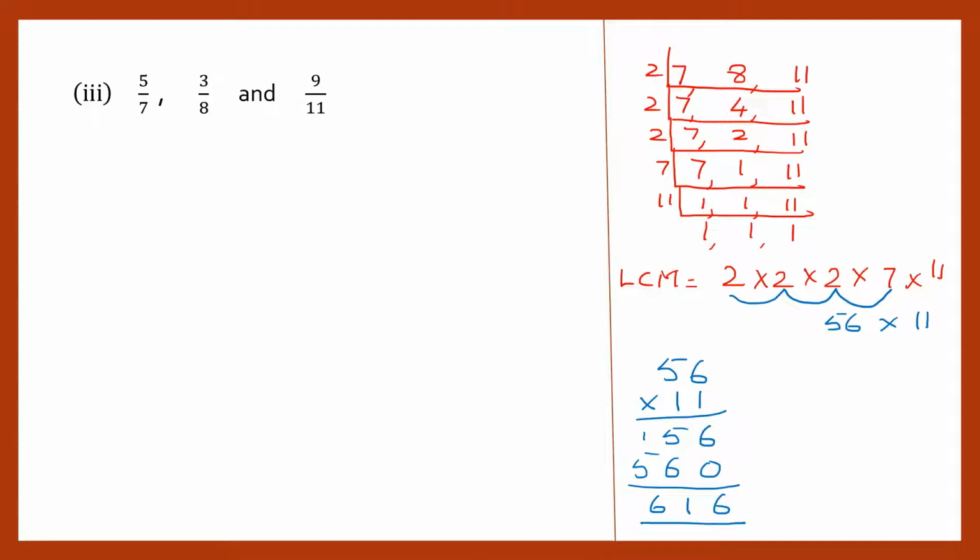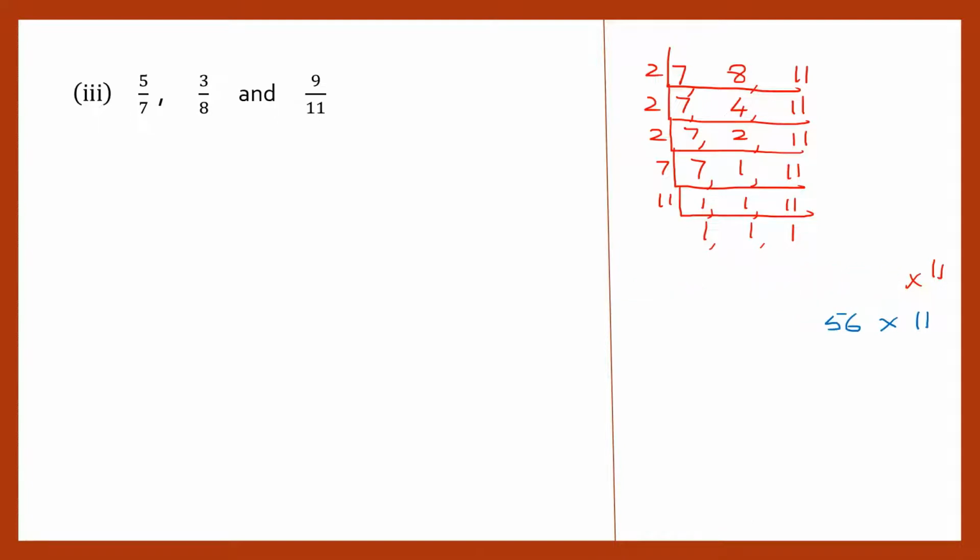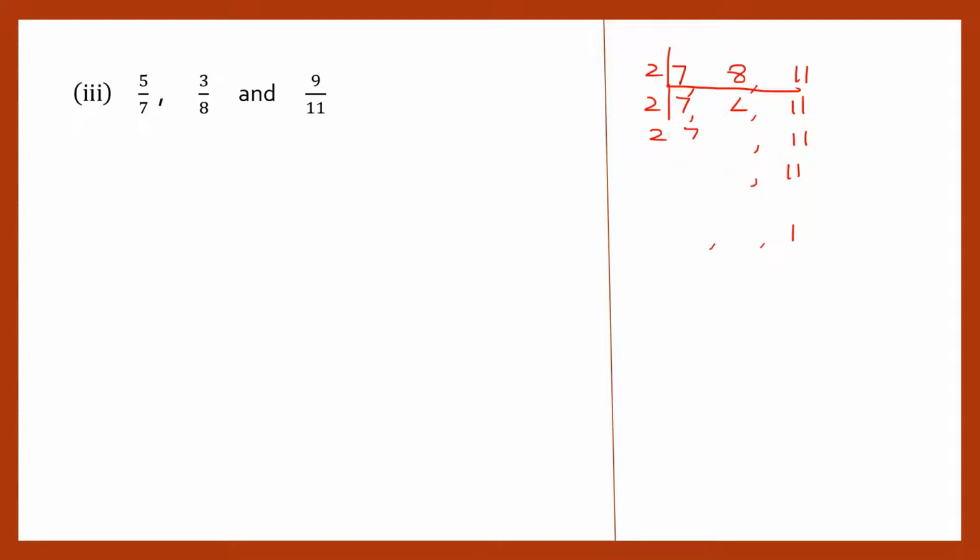So there's another thing that we can do. When you get a number like this, children, you can find the LCM of the numerators. So shall we try to find the LCM of the numerators and see if you're getting a smaller number than this? This was 616. Let's see if we can get a smaller number.